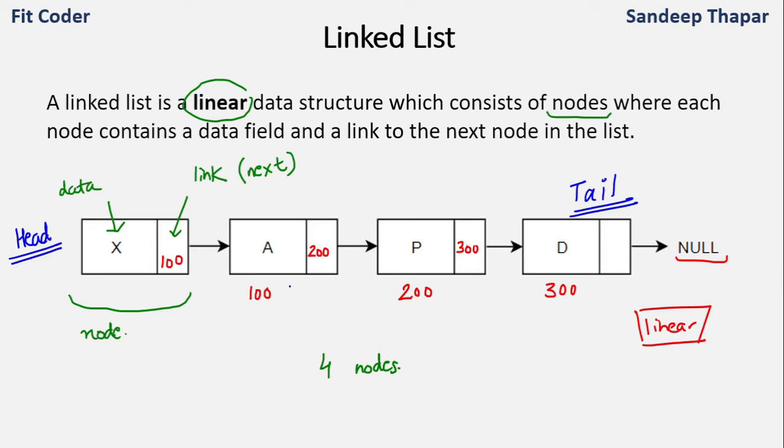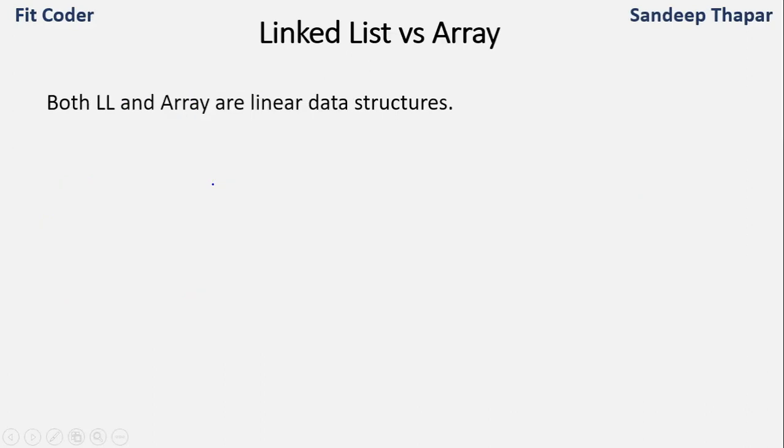So we already know about arrays. Arrays are also a linear data structure. Both linked list and arrays are linear data structures. So if we have arrays, why do we need linked list? There are some advantages of linked list over arrays. Let's see what those are.